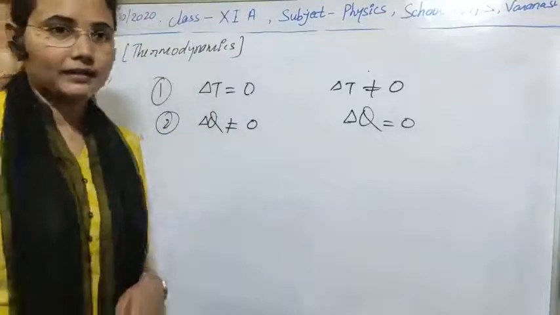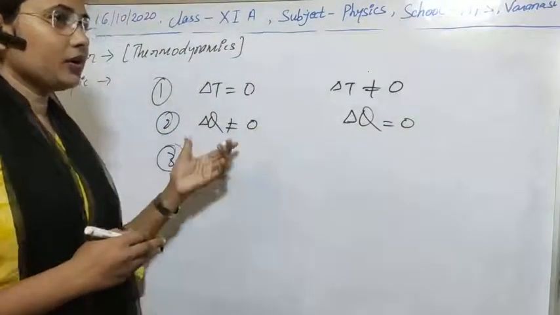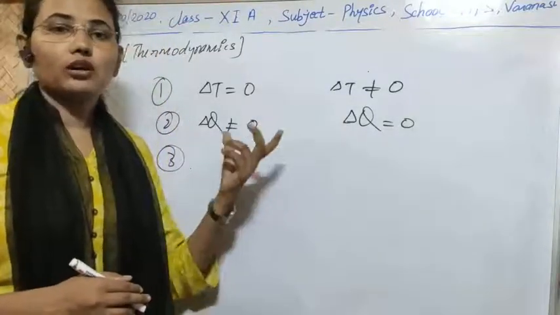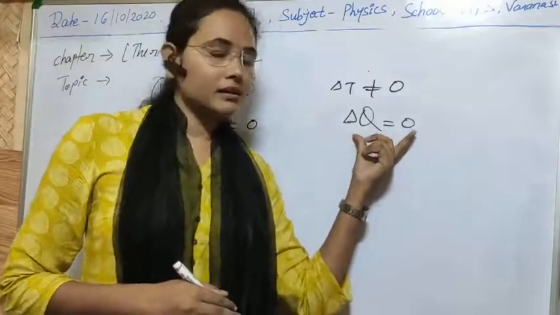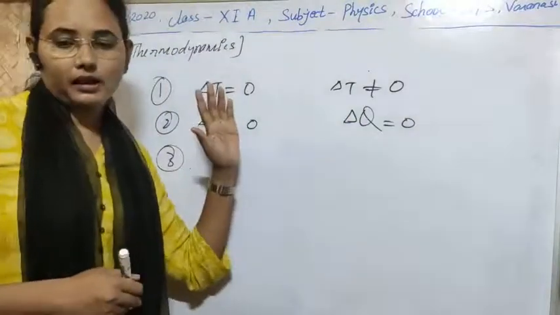Clear? Two factors are clear to you. Third is simple: in the isothermal process there is transfer of heat between system and surrounding or two systems, but in the adiabatic process no transfer of heat occurs between system and surrounding or any two systems. So this is the case of adiabatic.